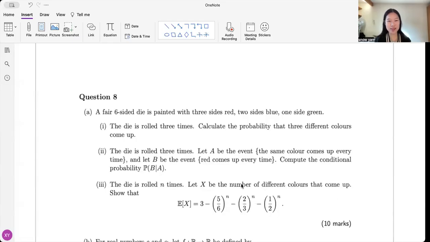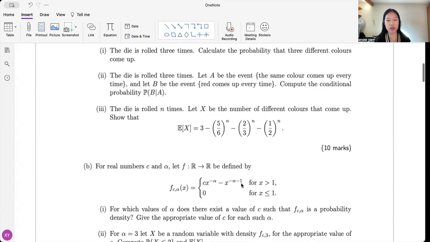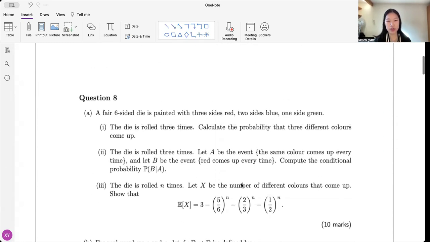Okay, hello. So this is today's probability question I did. It's question 8. In part A, we're asked: a fair six-sided die is painted with three sides red, two sides blue, and one side green. The die is rolled three times. Calculate the probability that the three different colors come up.